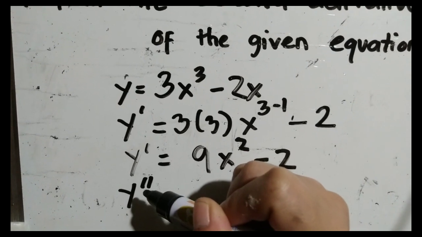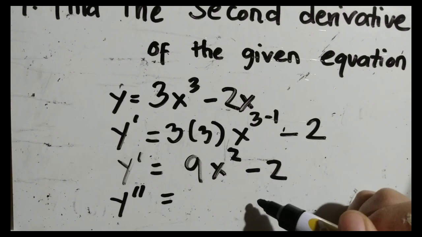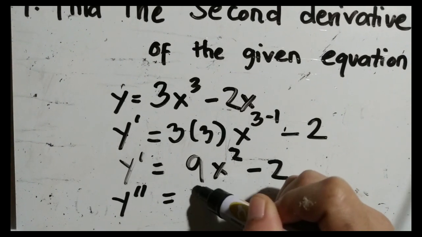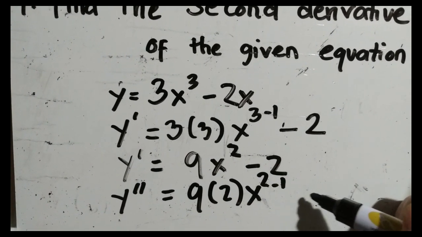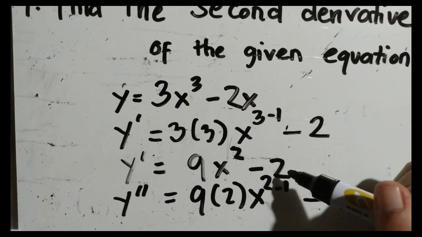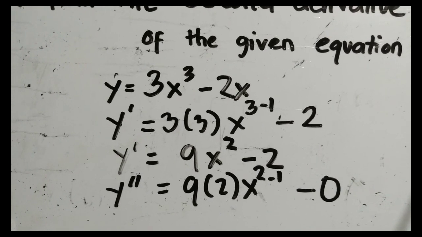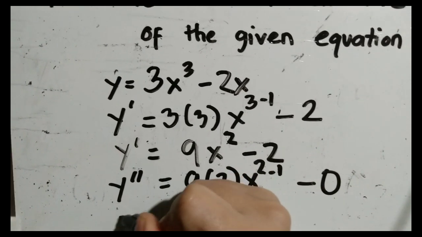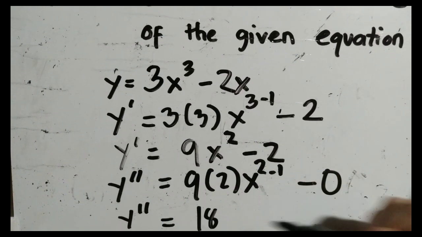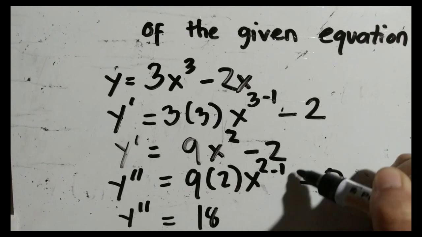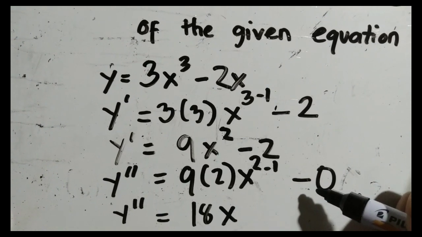Now we're going to find the second derivative. This symbol here indicates the second derivative. The same process: we have 9 times 2, and then x raised to 2 minus 1, and then the derivative of the constant, that would be 0. The derivative of a constant is always equal to 0. So simplify: 9 times 2 is 18, and then x to the 2 minus 1, that would be 1. So 18x minus 0.